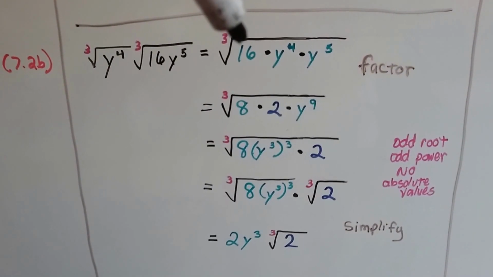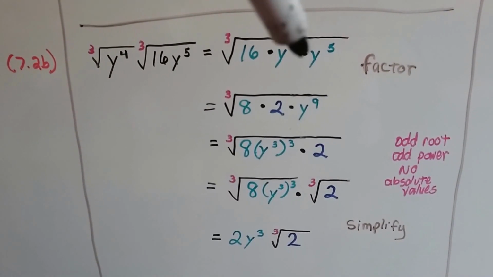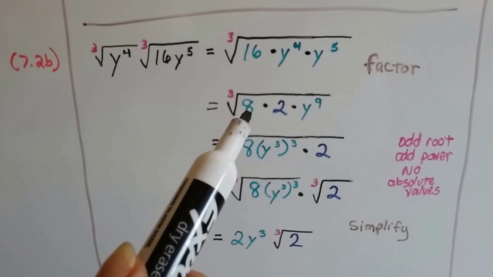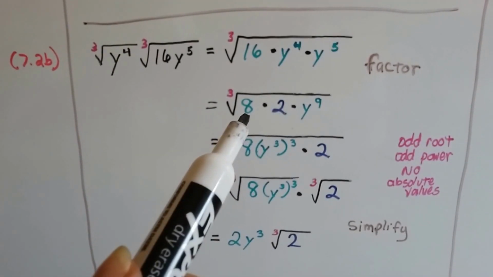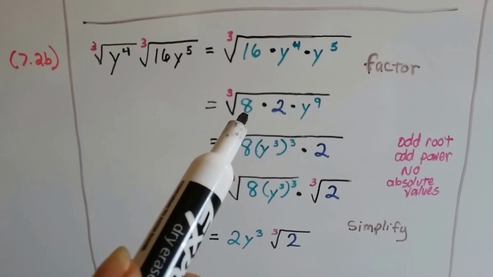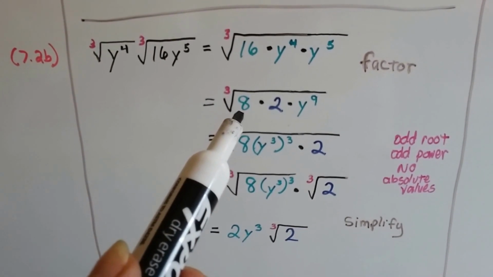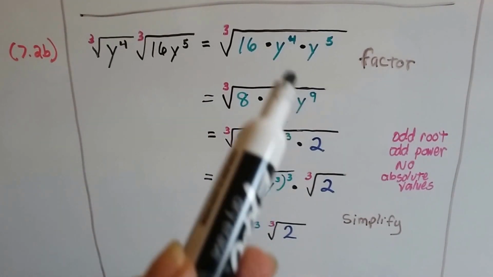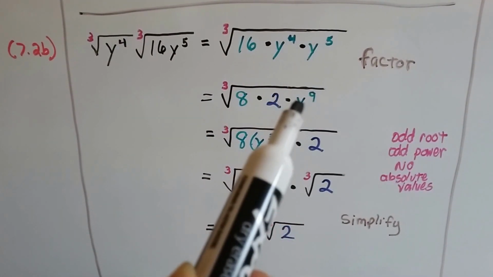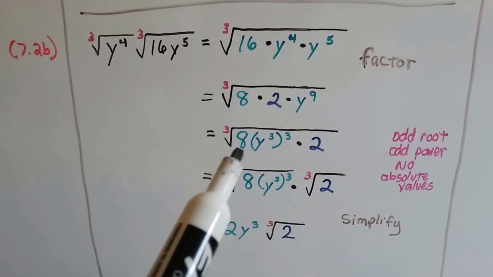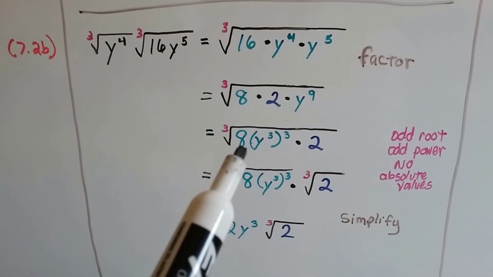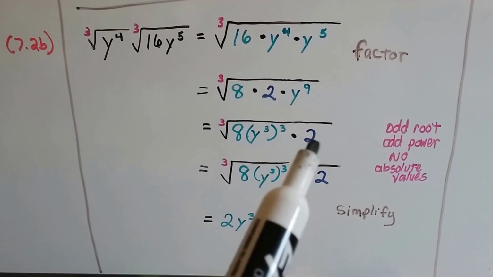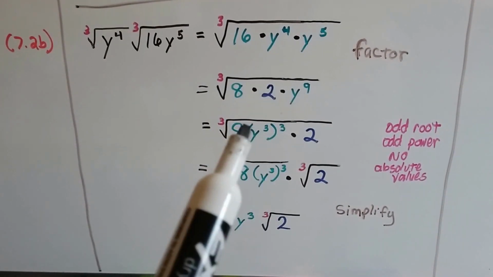And we get 16 times y to the 4th times y to the 5th. The 16 can be broken into an 8 and a 2 because we want to pull out a perfect cube. So 2 times 2 times 2 is 8. So that's why we pulled it out. And we can put these together as y to the 9th. Then we can rewrite it as 8 times y cubed to the 3rd power times 2. See? We just rearrange it with our commutative and associative properties.